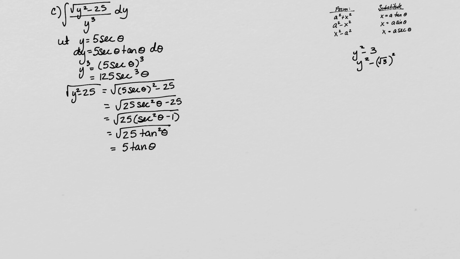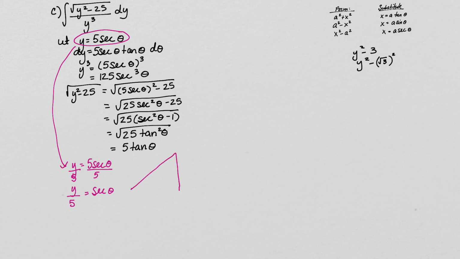Okay, so I have all my pieces. The other thing I need to do is draw my triangle, right? So my triangle is coming off of this part here. So if I come down here, we know that y is equal to 5 secant theta. If I divide both sides by 5, I get y over 5 is equal to secant of theta. Remember, secant is just cosine flipped over, right? So when I go to put this on my triangle, here's my theta, it's the hypotenuse, y, over the adjacent 5.